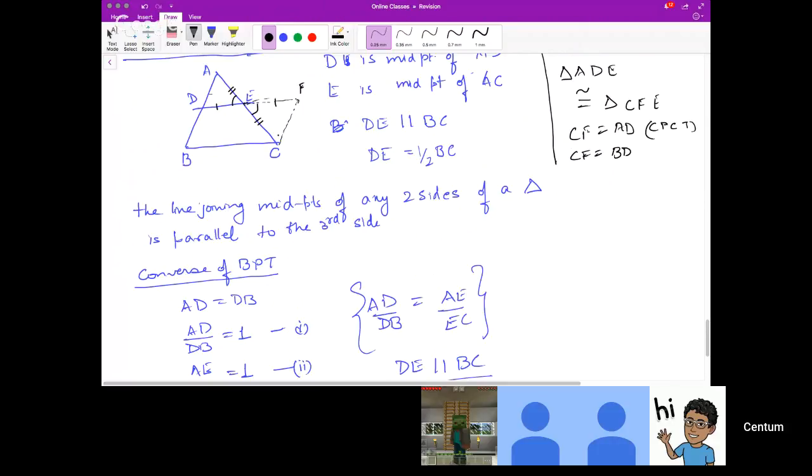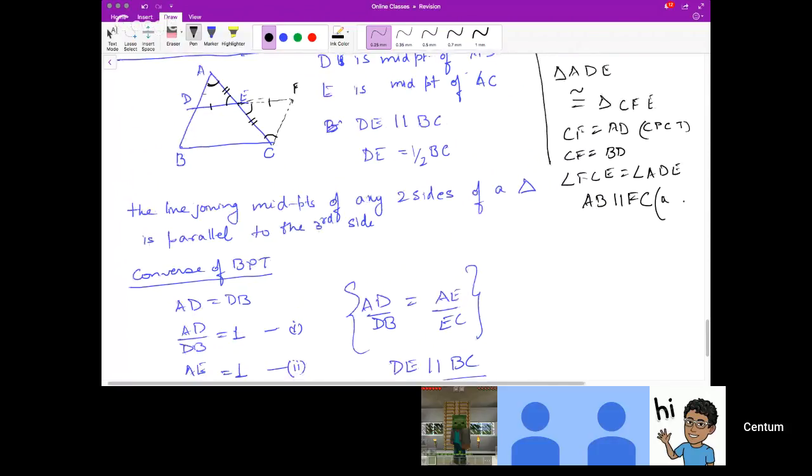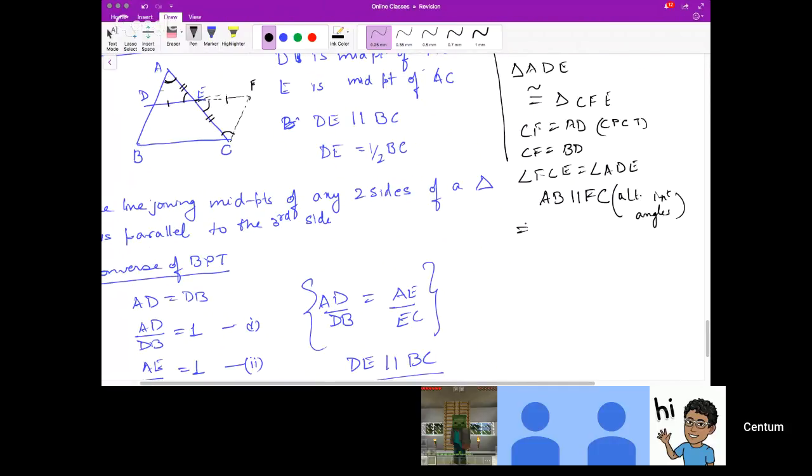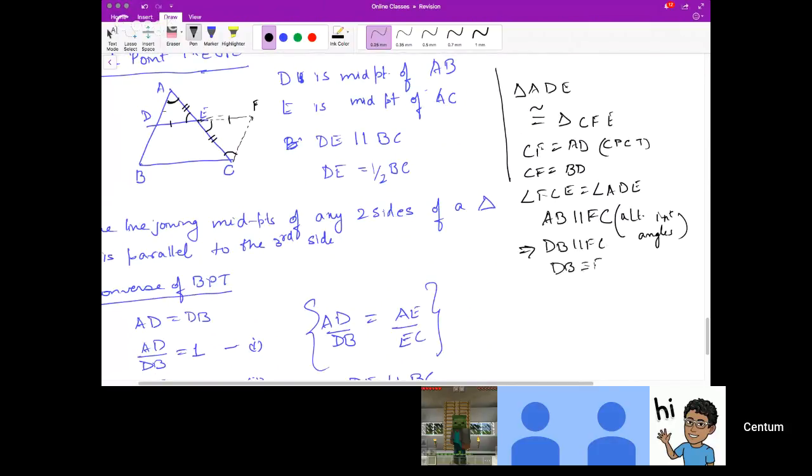And secondly, this will also give you that this angle will be equal to this angle by, again, CPCT. So angle FCE is equal to angle ADE. And hence, if you see they are equal, that means AB is parallel to FC because of alternate interior angles. Now AB is parallel to FC, which implies DB is parallel to FC, and DB is equal to FC as well. We just proved that. That means DBCF is a parallelogram.